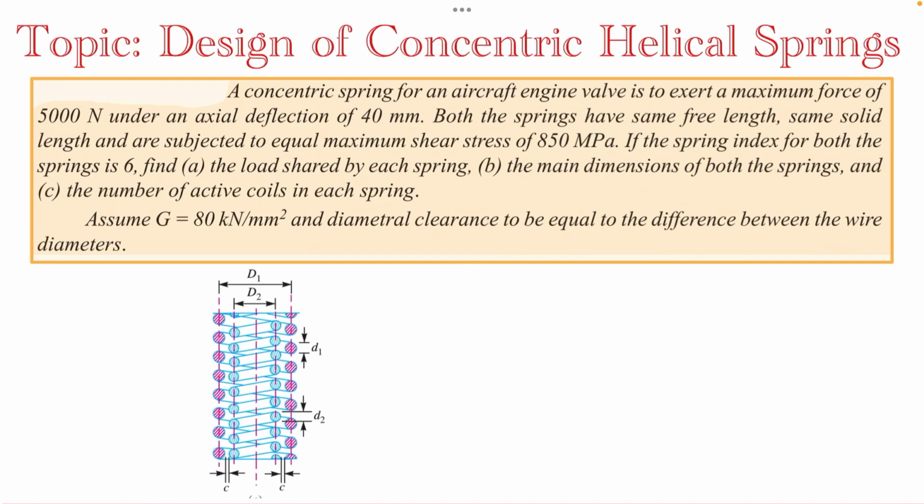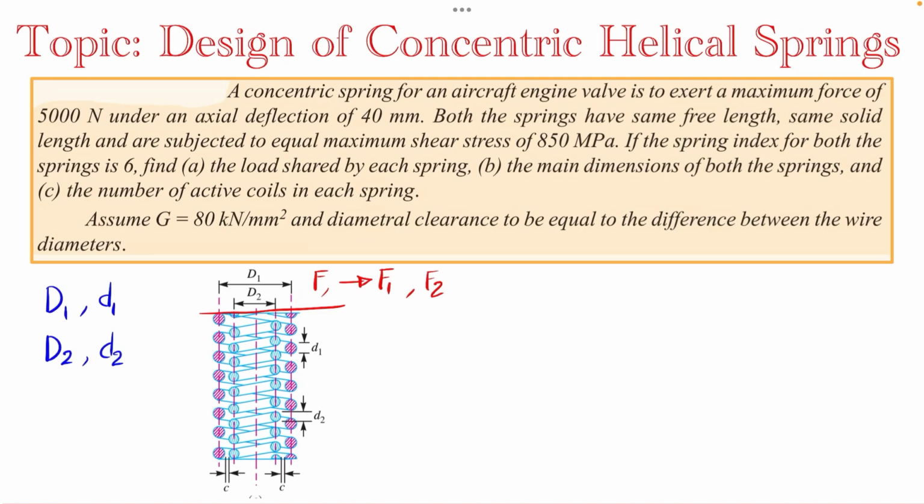The outer one will be named 1 and the parameters of the inner coil will be named 2. So D1 is the mean coil diameter of the outer one, and small d1 is the corresponding wire diameter of the outer coil. For the inner coil, D2 is the mean coil diameter and small d2 is the wire diameter of the inner one. If we apply a force F, that means the entire spring is subjected to a force F, then some part of this load will be taken by the outer coil, called F1, and the other part will be taken by F2. This will be the terminology.